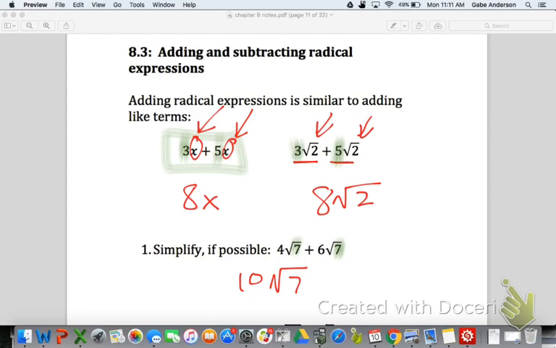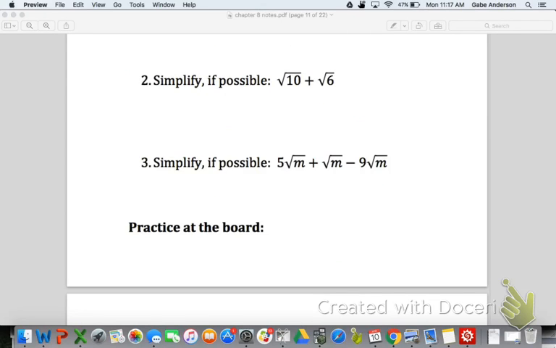All right, let's take a look here at the other ones, and we'll get to the board. So numbers 2 and 3, root 10 plus root 6 is number 2. What do you think about that? Not like radicals. Yeah. So, you could make that little note. You could say they are not like. And so what's your conclusion if they are not like radicals?